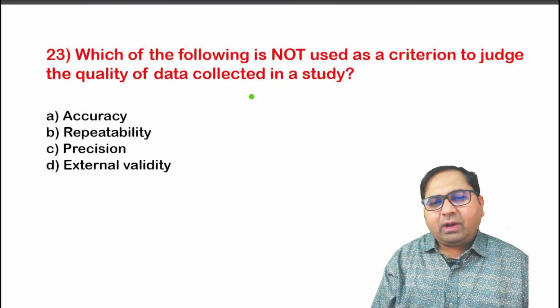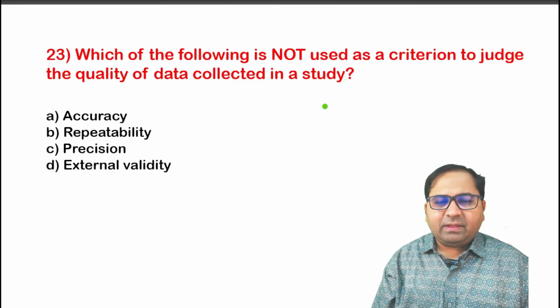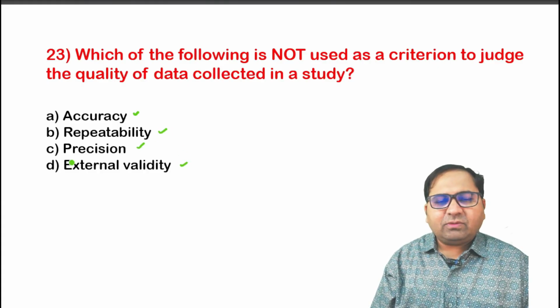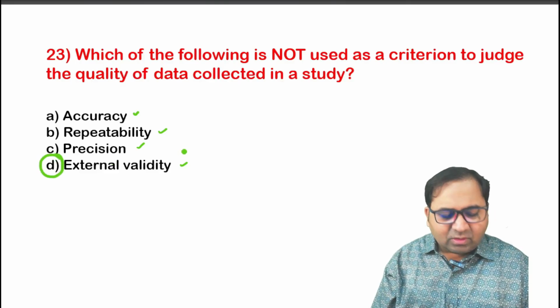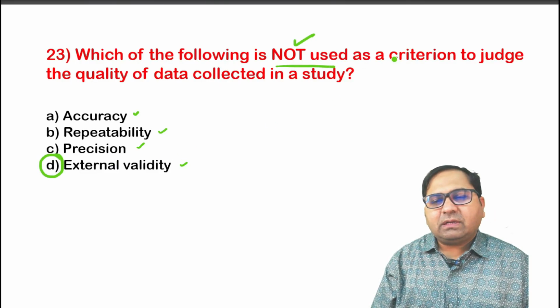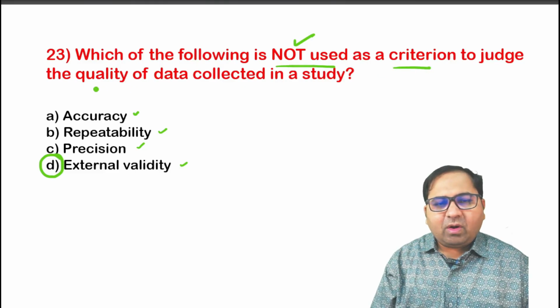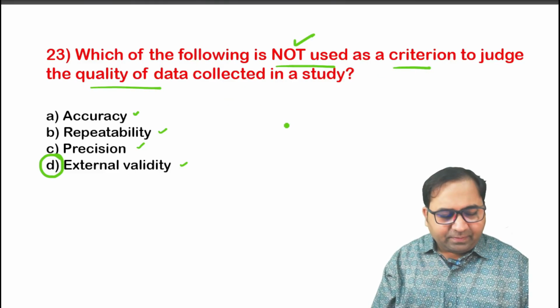Next, which of the following is not used as a criterion to judge the quality of data collection in a study? The options they gave are A, accuracy, B, repeatability, C, precision, or D, external validity. So the answer for this question is straightforward, external validity, because external validity is not used as a criterion to judge the quality of collected data in a study.